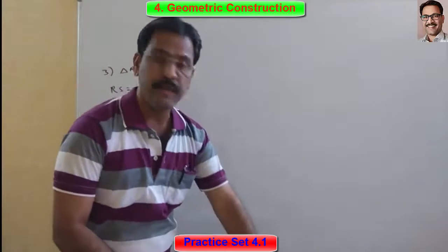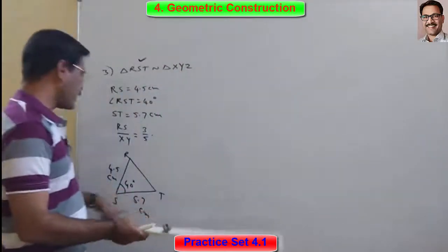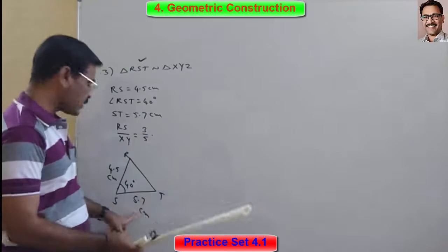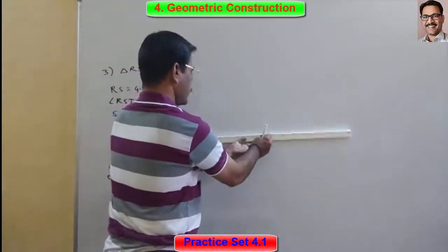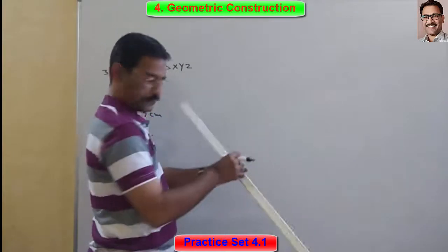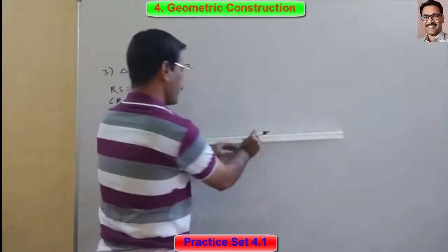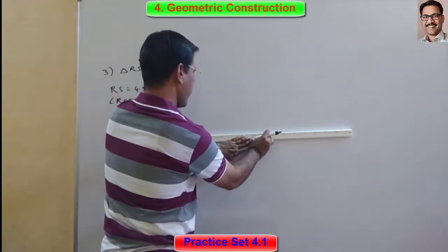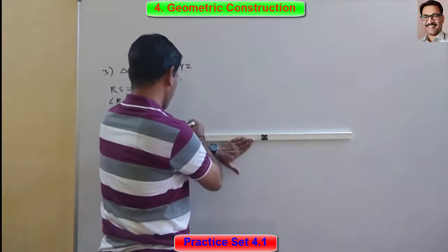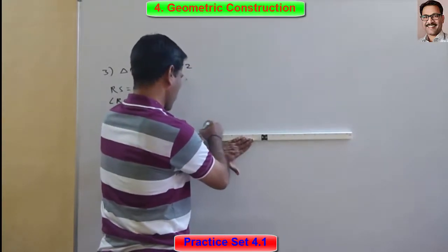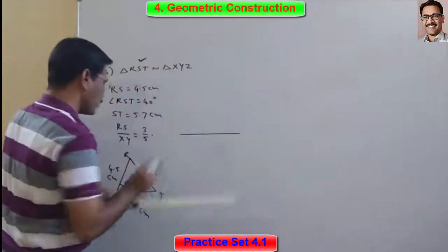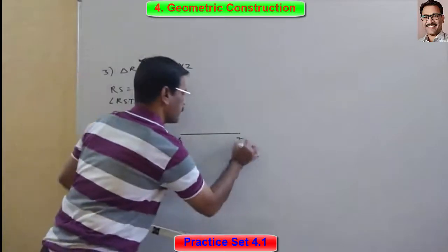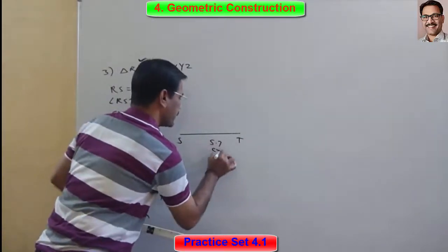That's again very important here. So first of all I take ST, and ST is how much? 5.7. Look here, just try to observe very carefully, it is 5 and afterwards 7. Okay, this is STR, this is 5.7 centimeters.